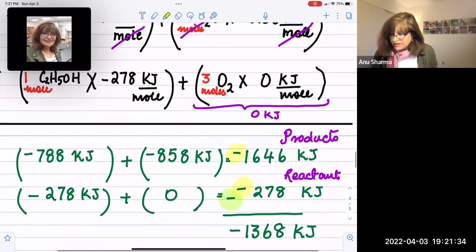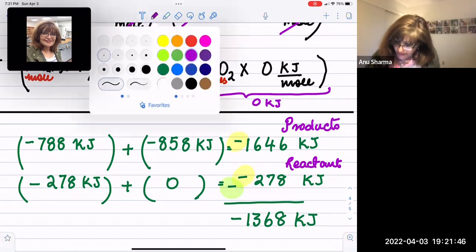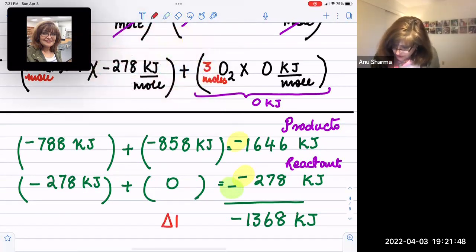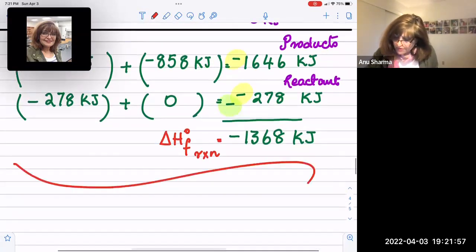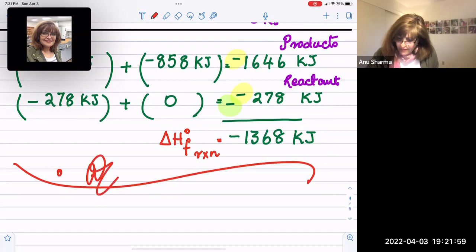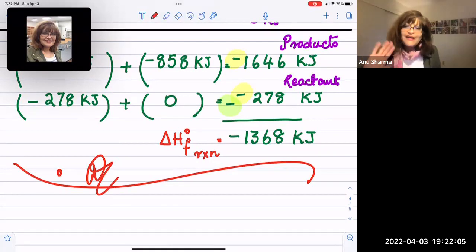So in the end, it just comes out to be total subtraction. When you subtract 278 from 1646, you get 1368, and the sign is of the big number. So that is your actual final answer. The delta H, standard heat of formation for this whole reaction, is this. Okay, so this finishes this chapter, and if you have any questions, you can always ask, but the main thing is practice. Okay, thank you. Bye-bye.